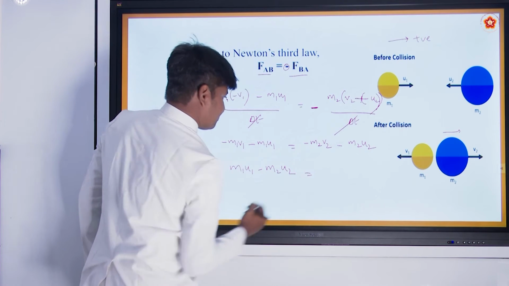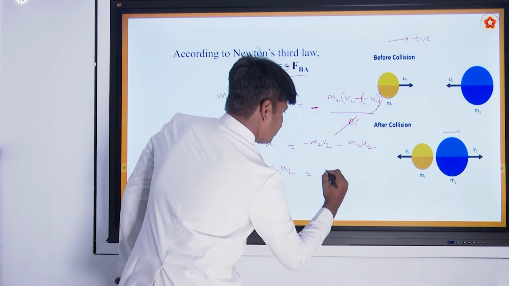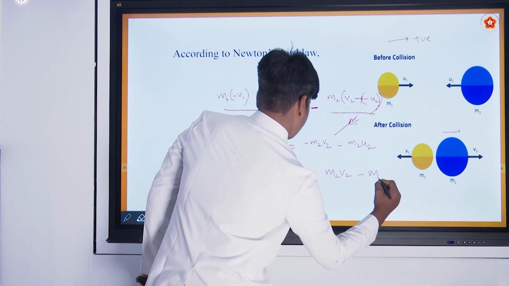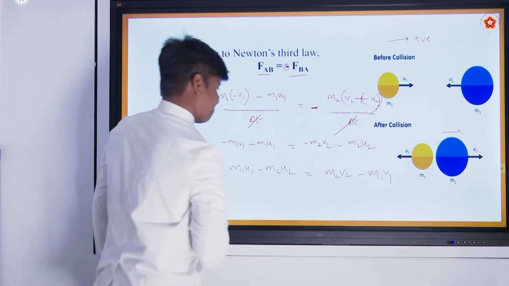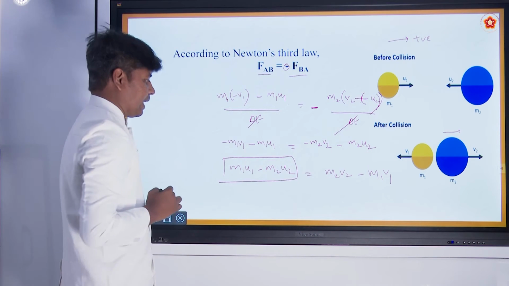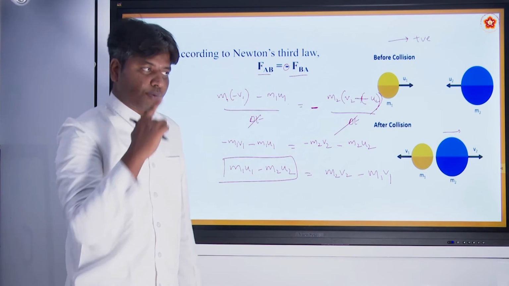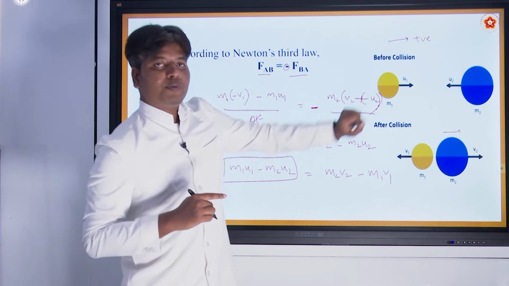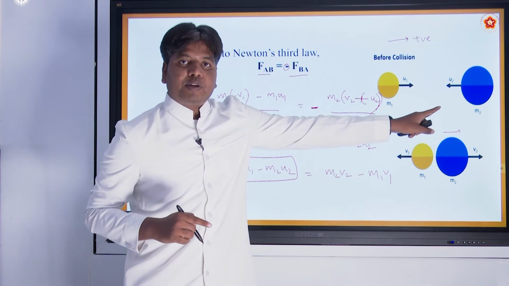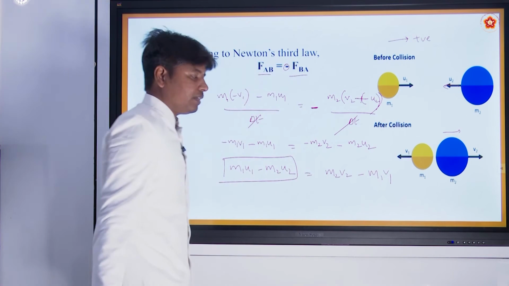So that will be equal to, what is remaining? So m2 u2 is coming this side, right? So it will be m2 v2 minus m1 v1, right? So what is this telling you? m1 u1 minus m2 u2 is the initial momentum. Why is it initial momentum? See, m1 u1 is the momentum of the object A, and minus m2 u2 is the momentum of the object B. Why is it minus here? Because it is in the negative direction, right?